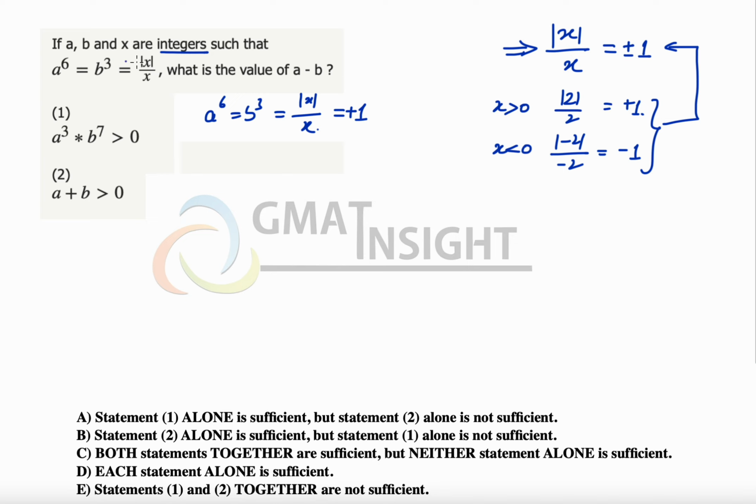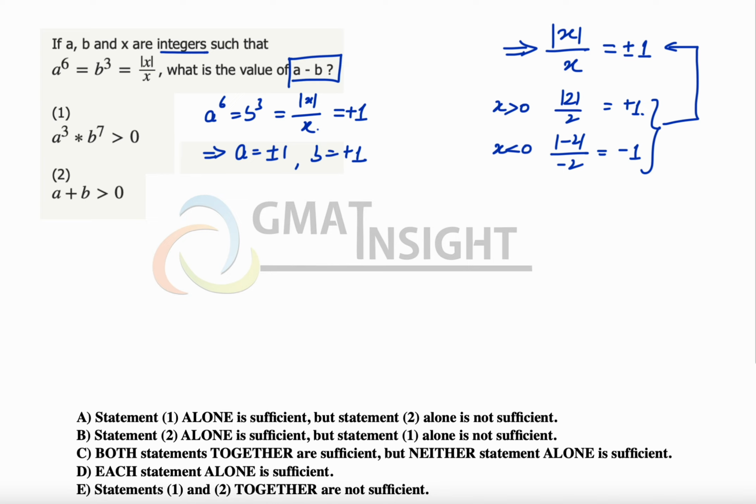If it's not mentioned in the question, I think it should be, because 0 upon 0 is not defined. So in the context of this question, a to the power 6, and anything to an even power, has to be non-negative. That means it is either positive or 0. But since this result is not 0, it has to be positive 1. So we understand here that a can be either plus or minus 1, while b definitely has to be plus 1. Now the question is asking for the value of a minus b. We need to find the unique value of it.